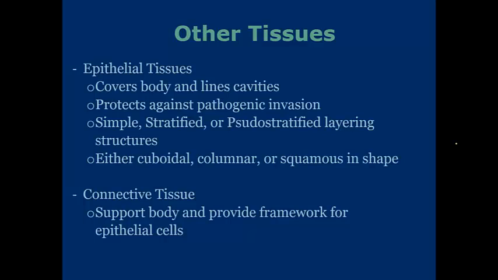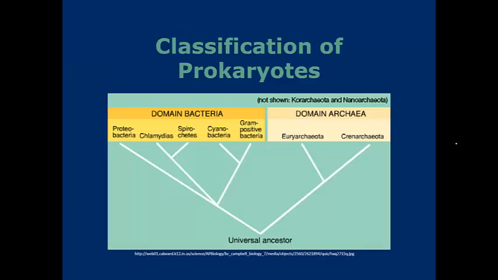Connective tissue, as the name suggests, supports the body and provides frameworks for epithelial tissues. So what that means is that the epithelial tissue will be on the topmost layer, followed by connective tissue attaching it to the rest of the body.